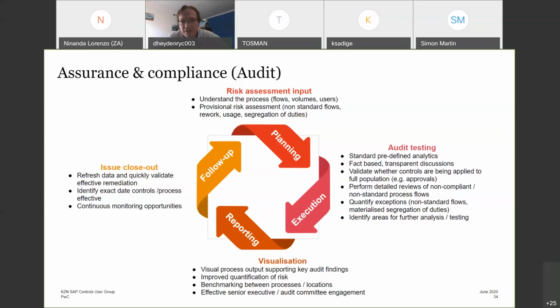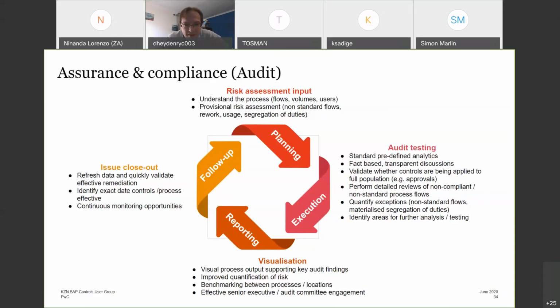The traditional way is testing 20 purchases, maybe finding two exceptions, and then raising an issue. This becomes so much more focused: this is exactly what's happened, these are the number of transactions, this is the flow it's following, and this is the quantification. This is the value. If we take the segregation of duties one there, I'm not saying theoretically these five people can do both. No, here are the people that did both. This is the value of what they did. This is the risk. So it becomes much more tangible and focused.